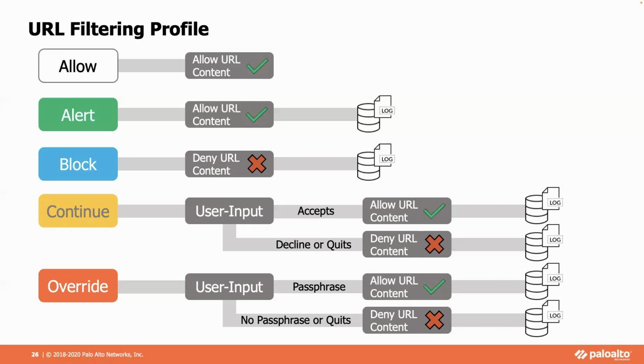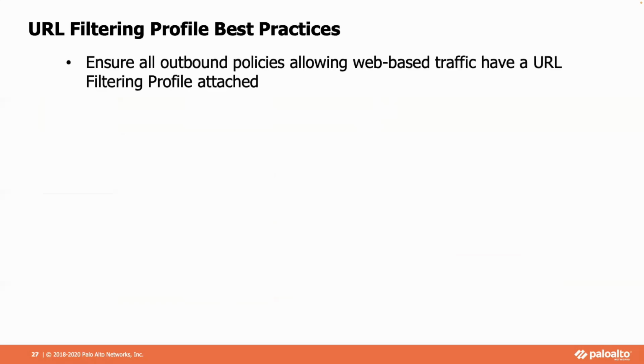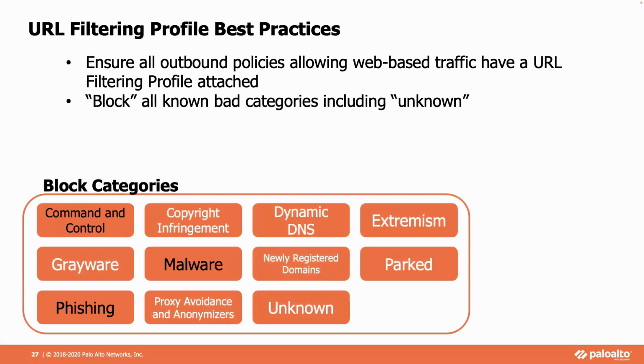This uses, again, artificial intelligence, machine learning, and our known database of popular URLs, tens of millions of them around the world. All outbound security policy rules should use URL filtering. There are some categories that we have in our default URL filtering profile that we block. We suggest you block these also if you're going to customize these, and they're written right here.